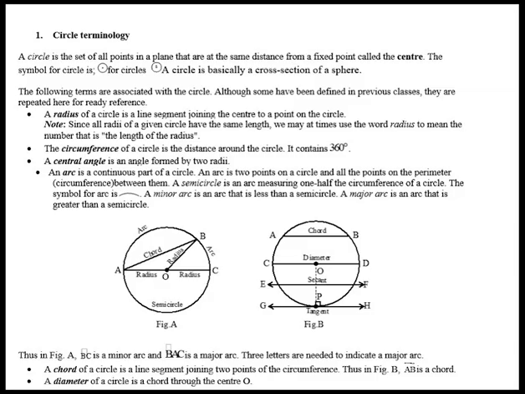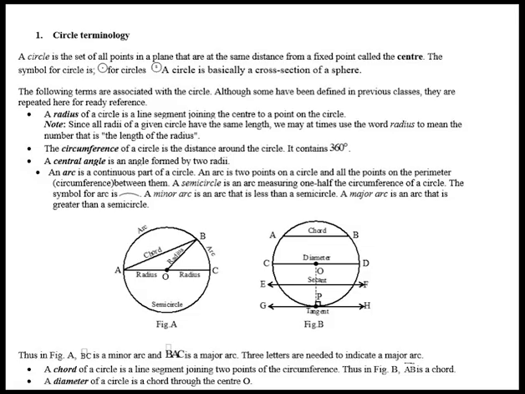To begin with, let us understand the terminologies first. A circle is a set of all points in a plane that are at the same distance from a fixed point called center. A radius of a circle is a line segment joining the center to a point on the circle. In figure A, OA, OB, and OC are the radii of the circle. The circumference of a circle is the distance around the circle. A central angle is an angle formed by the two radii.